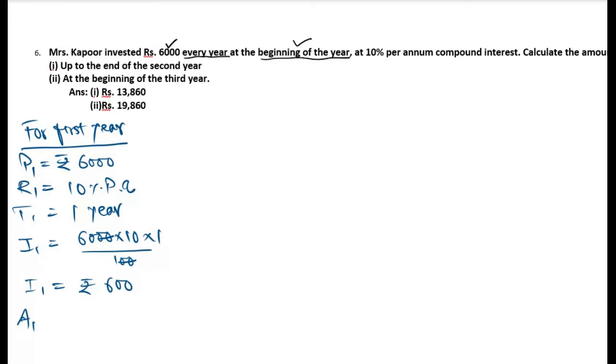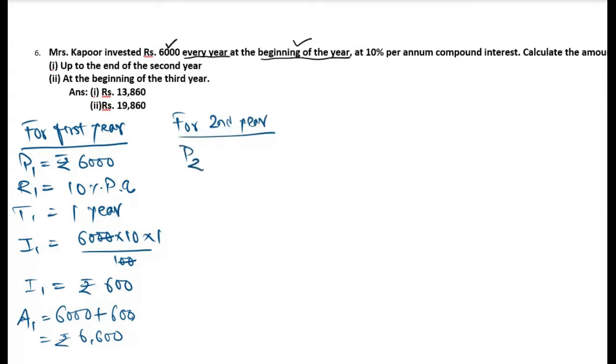Now find the amount. So what is the amount at the end of first year? Amount will be 6,000, that is P1, plus 600, that is I1. That is rupees 6,600. Now we'll come to the second year. Now be very careful over here.